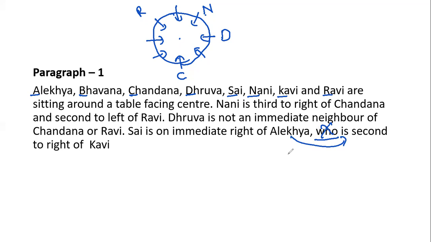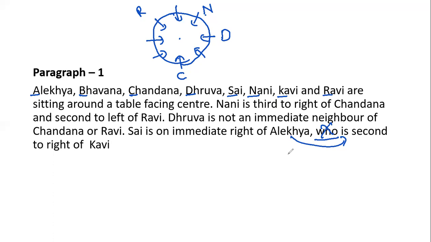So they wanted to mention a condition related to Alekhya, but they have already used the name of Alekhya in the previous condition. So, continuing the previous condition, they used the word who. Whenever you see any word like who, which, likewise, in any seating arrangement, sentences or passages, you can cancel that word who and relate that information to the person who is just before the word who. Here Alekhya is there, and understanding these two conditions, Sai is on the immediate right of Alekhya.